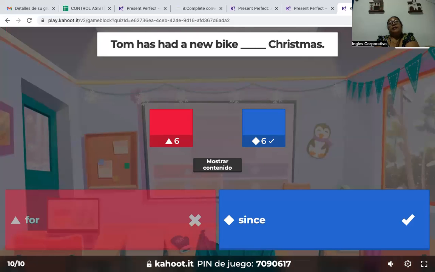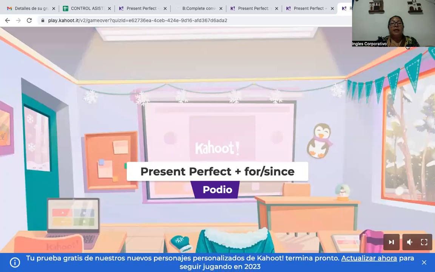Porque no está hablando exactamente del momento en el que la tuvo, sino desde cuándo la tiene. Porque recuerde que empezó en el pasado y todavía la tiene. Okay, Tom has had a new bike since Christmas. Si yo dijera for Christmas, es lo que le dieron para Navidad, para ese día. Pero en este caso es diferente. It has to be since. Okay.